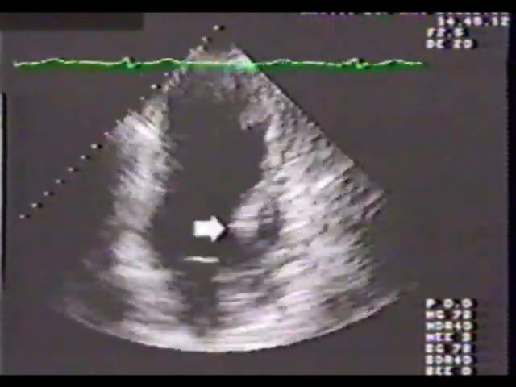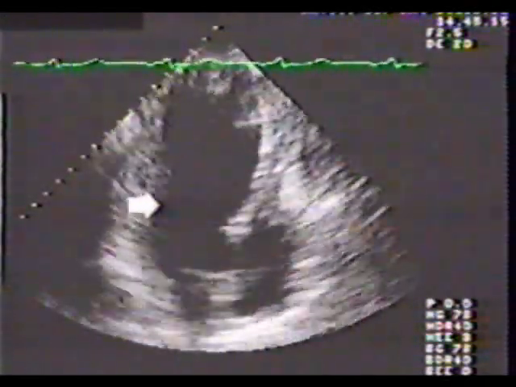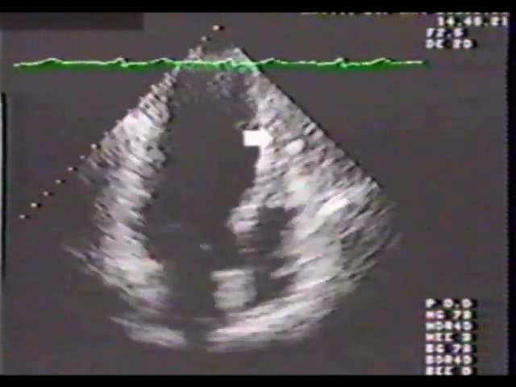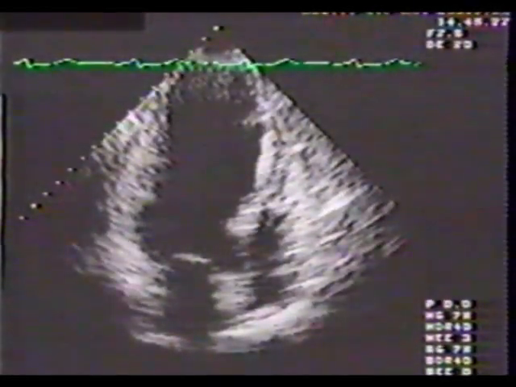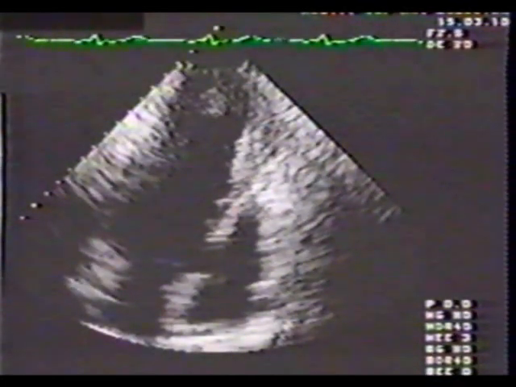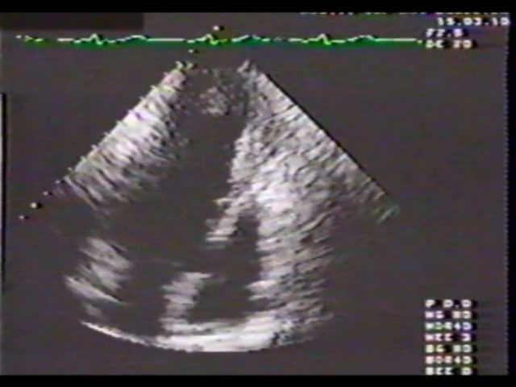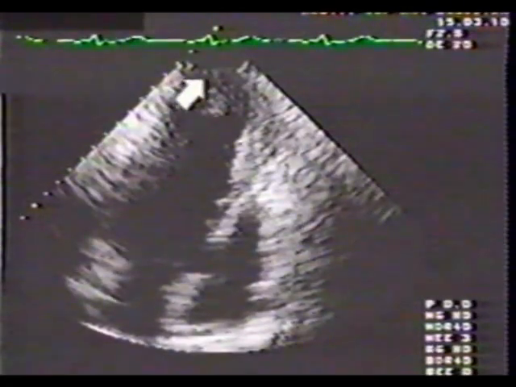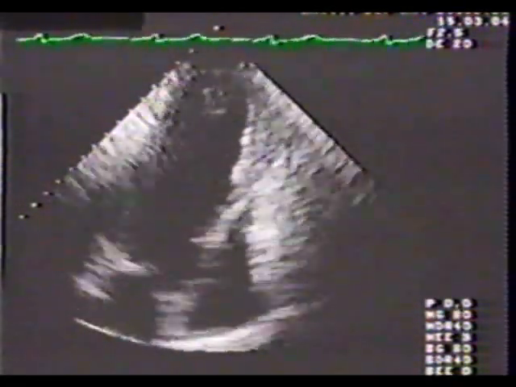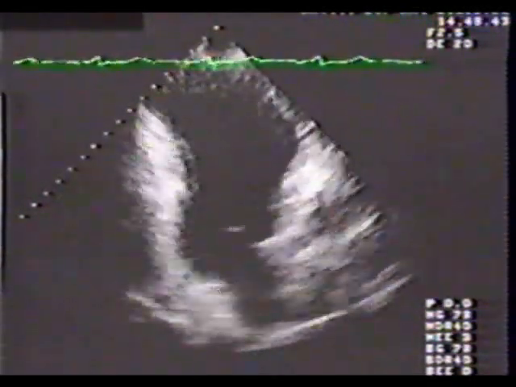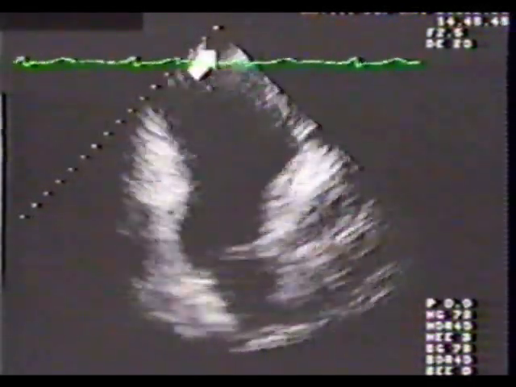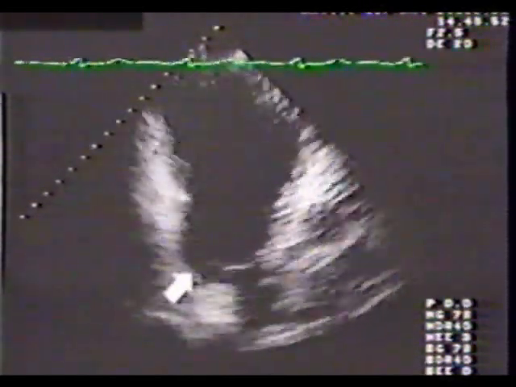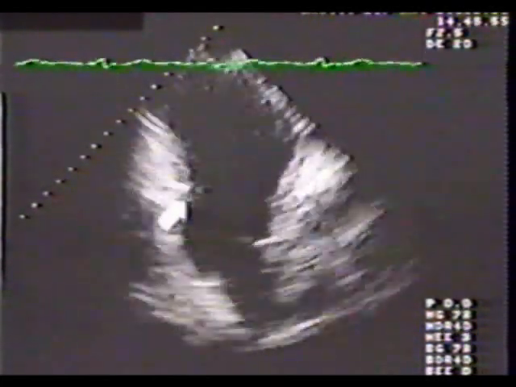The inferoseptal segments and the lateral segments at base and mid-level also contract normally, while there is a discrete apical aneurysm with dyskinetic motion. The four-chamber view has now been modified slightly to more clearly define the apical thrombus. In the two-chamber view, dyskinesis of the aneurysm is again apparent, while the anterior and inferior segments at base and mid-levels contract normally.